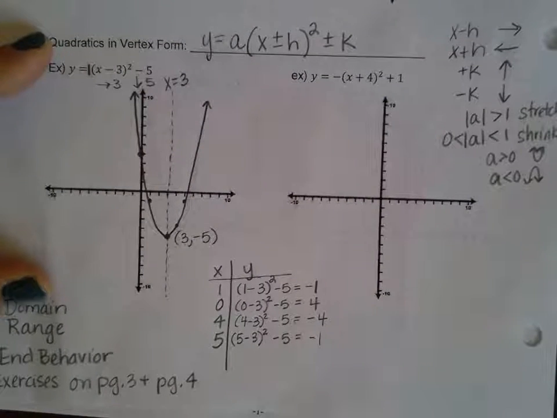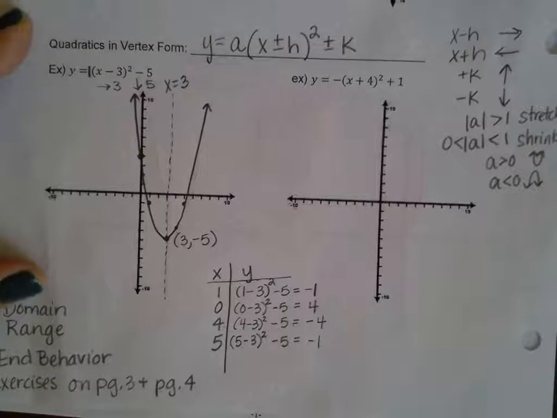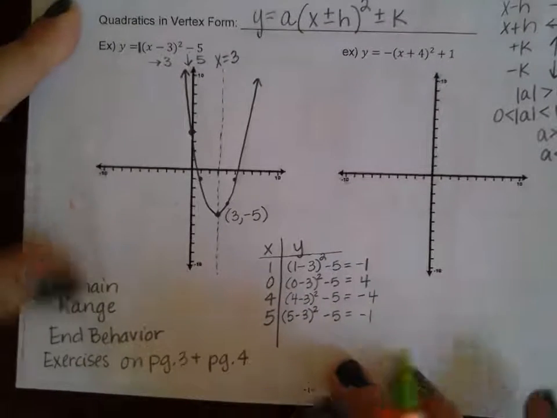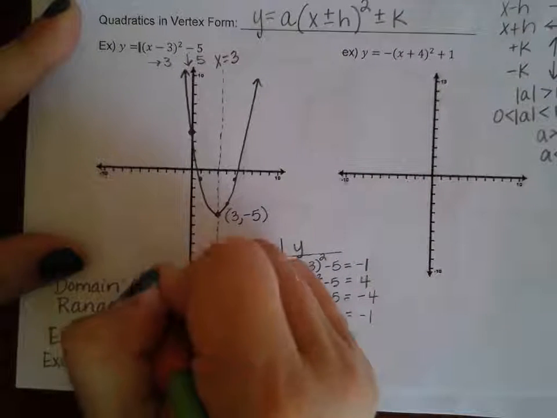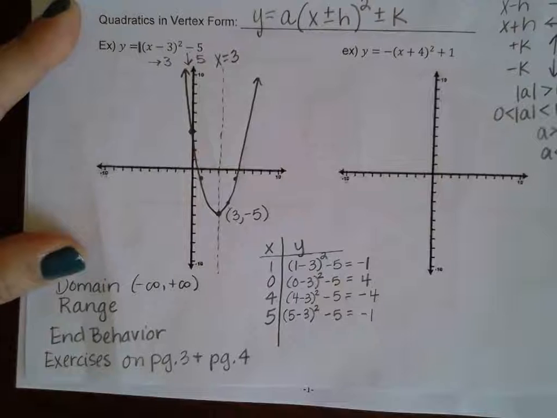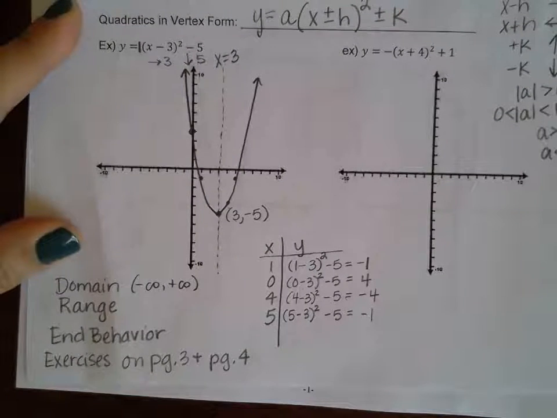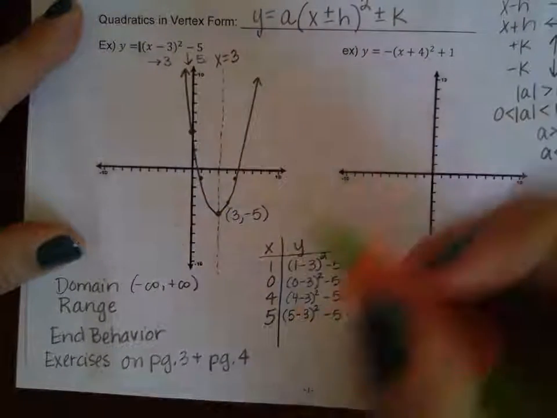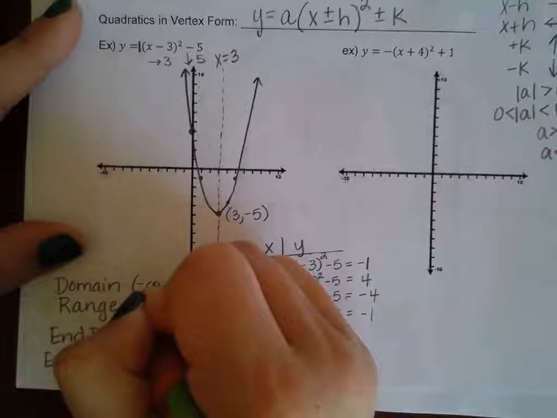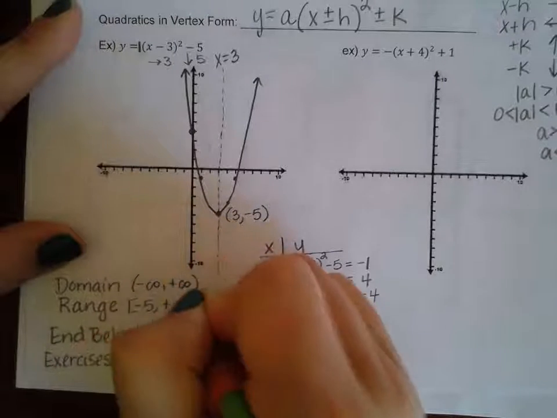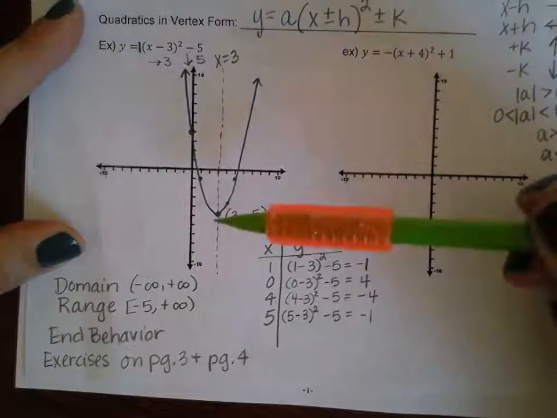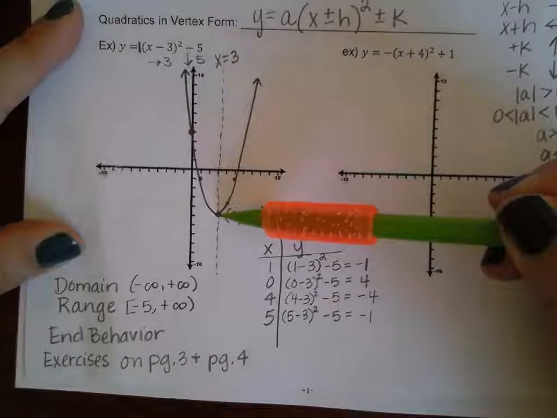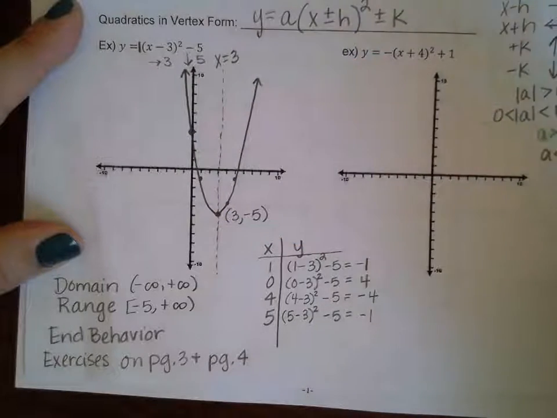And there's your parabola. Let's talk about the domain. We know that the domain is going to be from negative infinity to positive infinity. Your range for this, since it's face up, is going to be from negative 5 to positive infinity. Why negative 5? Because it's the y coordinate of the graph, up to positive infinity.